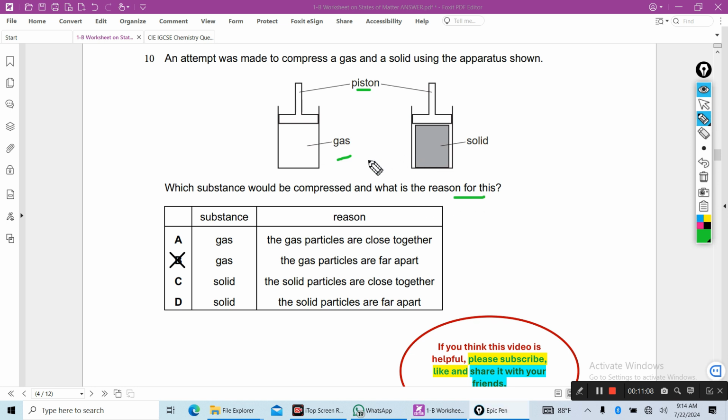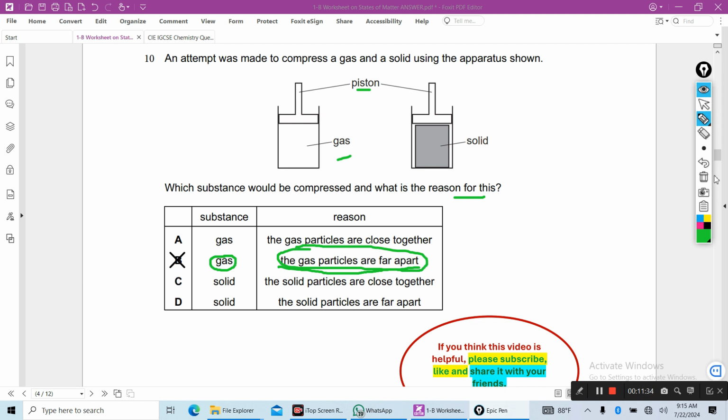Gas can be compressed. Why? The gas particles are further apart. If you give pressure, if you try to compress, gas particles become closer. So gas particles will be compressed. Why? Because the gas particles are far apart. Gas particles are further away. When you give pressure, they become close together. B is the right answer.